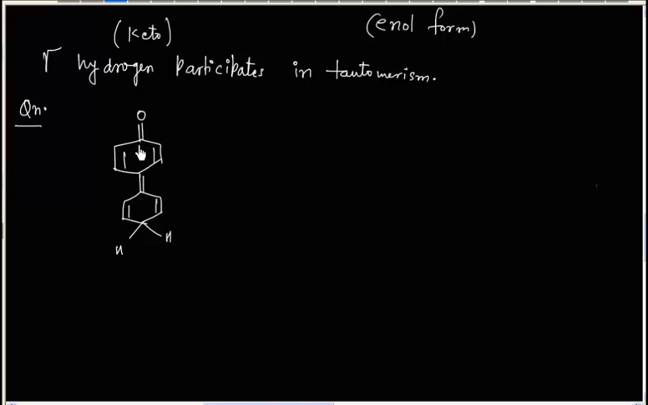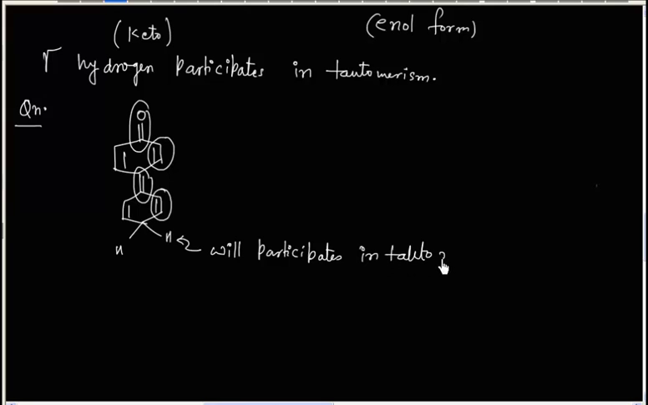So you see, this time this double bond is conjugated with this double bond, and then this double bond is conjugated with this double bond. Further, this is conjugated with this double bond. So this hydrogen will participate in tautomerism. So we can show tautomerization in this case.